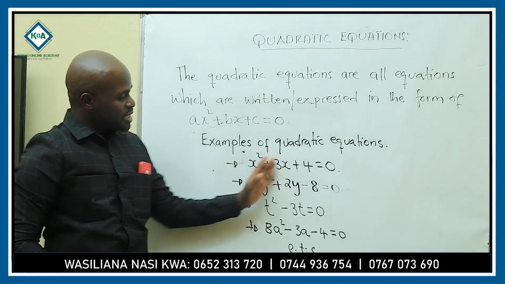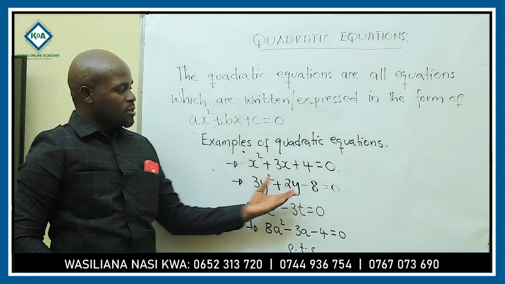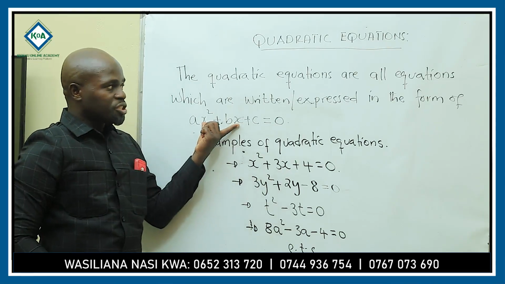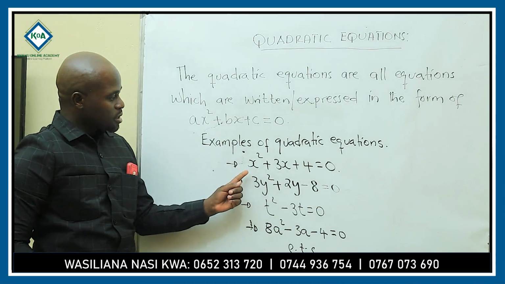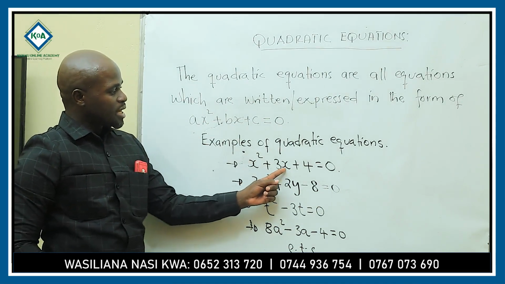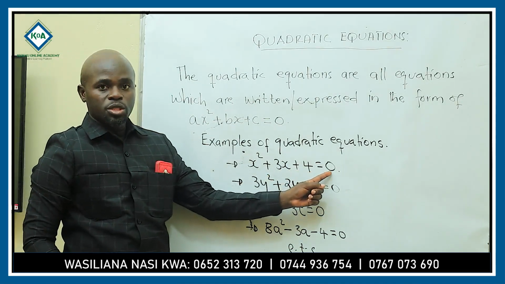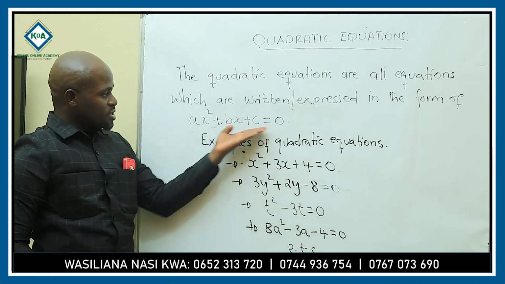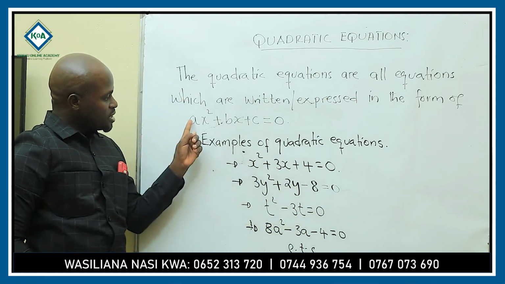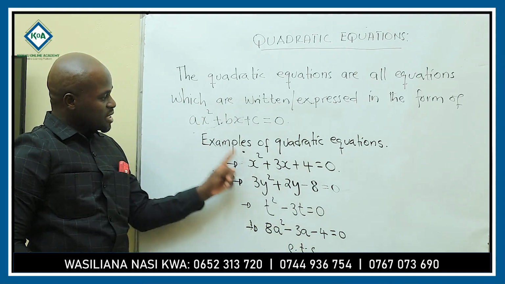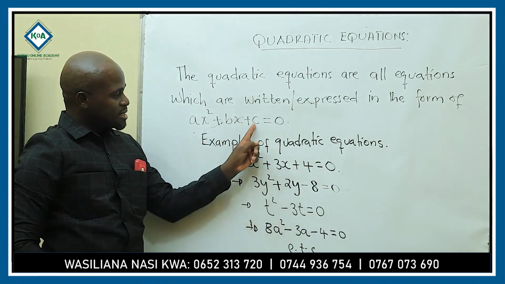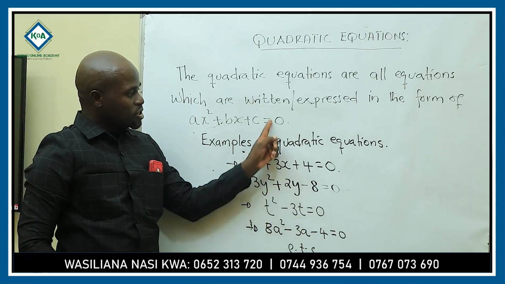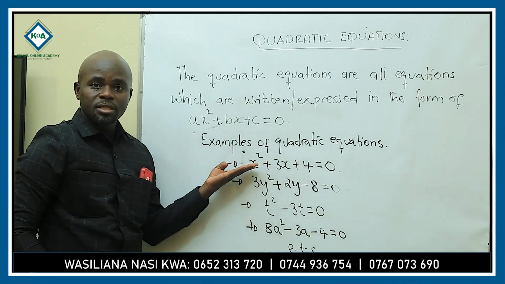So if you look at all of these examples, they lie under this condition. It means they have been written in this form. For example, here, x squared plus 3x plus 4 is equal to 0. It means it has been written in this form, whereby here our a is 1, and this is x squared, plus bx means plus 3x, plus c, and our c here is 4, is equal to 0. So this is a quadratic equation.